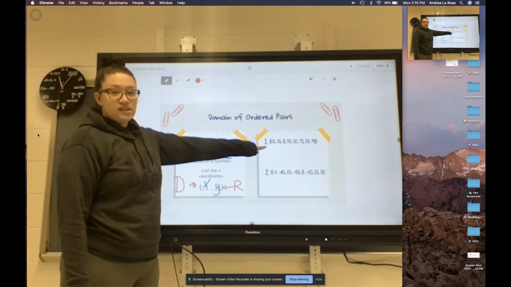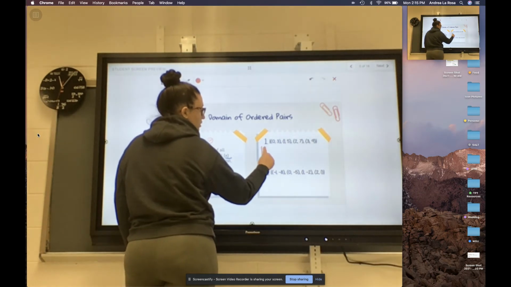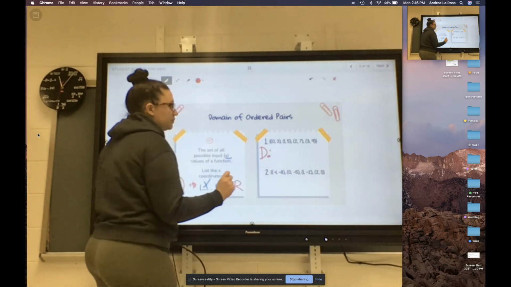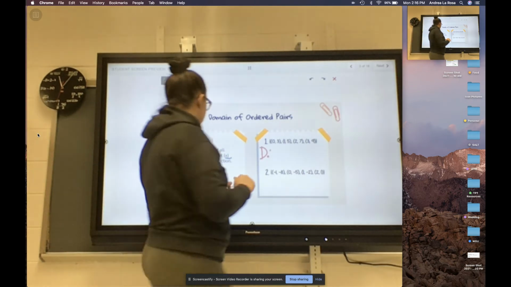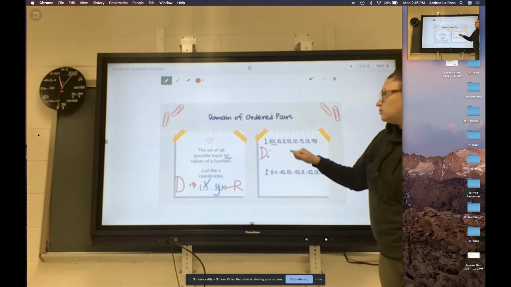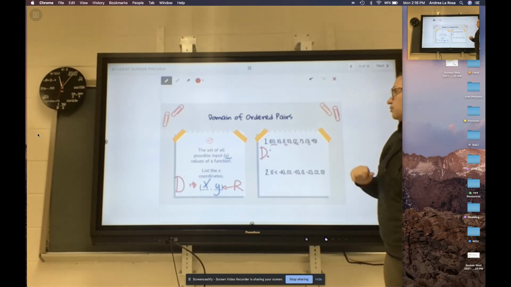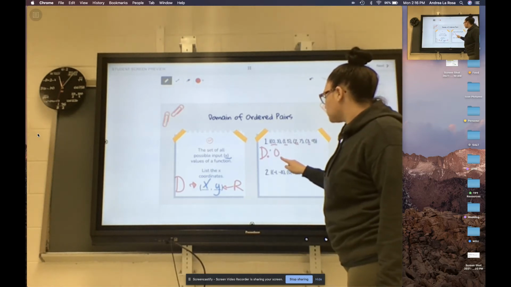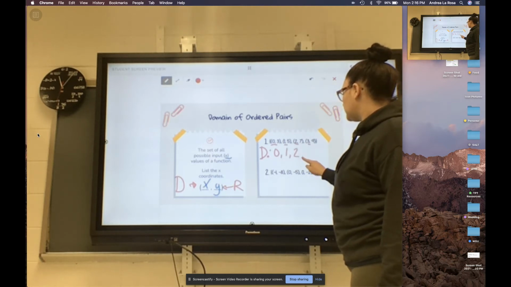So if I'm looking at this first set of ordered pairs, if I want to find the domain, I'm only looking at my X's, the first number in my coordinates. So here, my domain numbers would be 0, 1, 2, and 3. So for my domain, I would write 0, 1, 2, and 3.